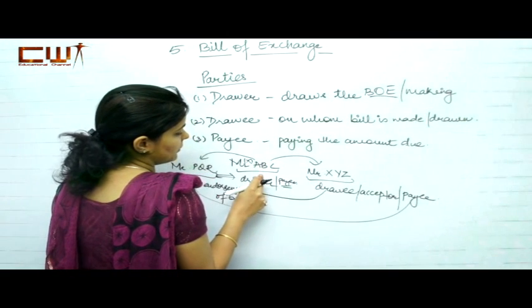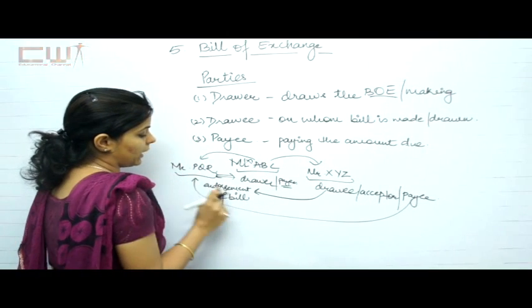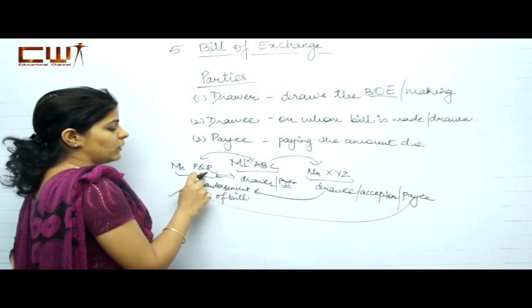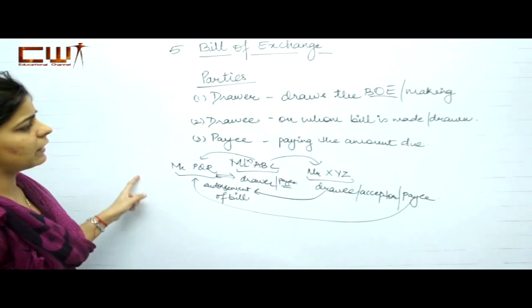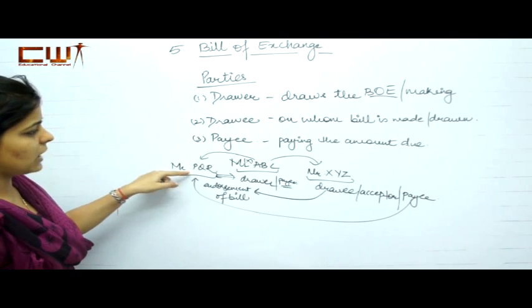It has come back to ABC. Now ABC has further given or endorsed it to PQR, who will receive the final payment. There can be a number of endorsements. Now PQR can give it to any other person whom he has to pay.